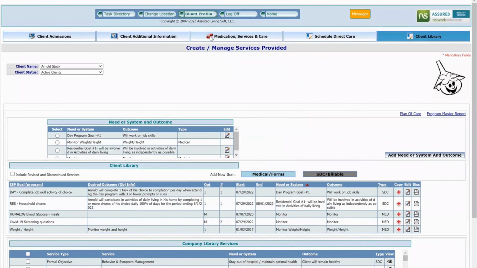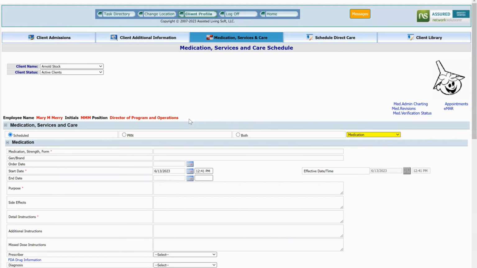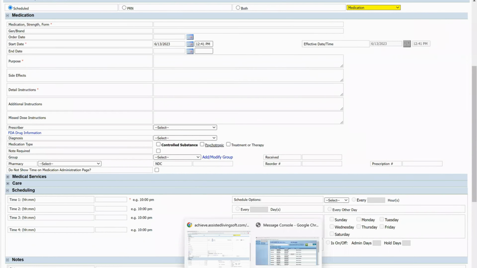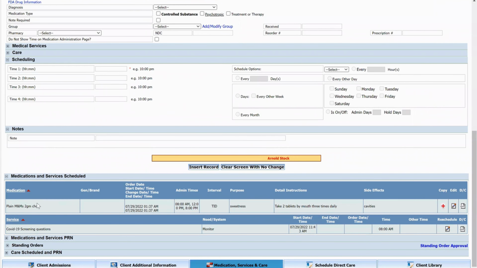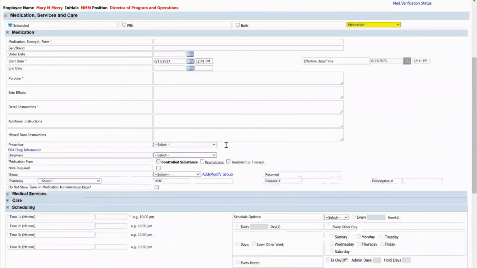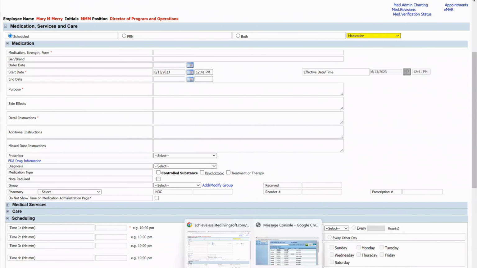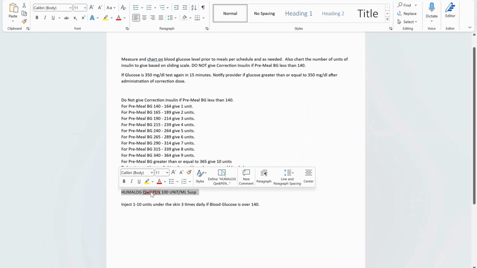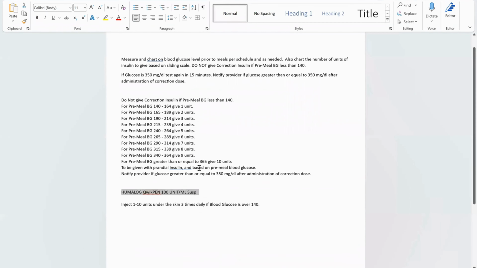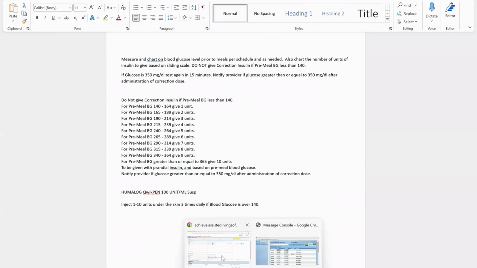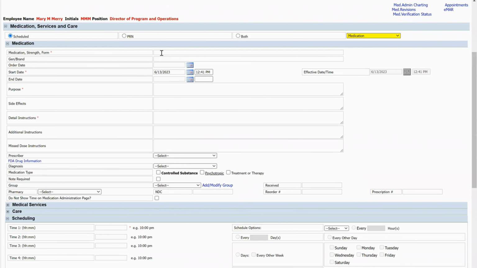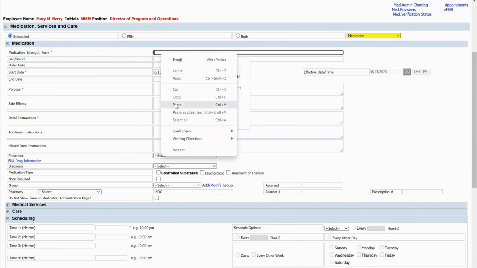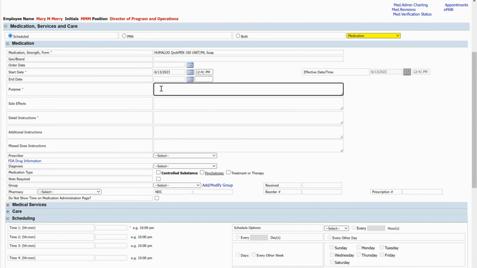All right, now I'm going to go to the medications. And I'm going to add that Humalog into our client's master records. Okay, all right, now he's only got plain M&Ms. No wonder he needs Humalog. Okay, so I am going to go back here, and this is going to be a Humalog quick pen. So I'm going to copy it so you don't have to watch me type, because paste. And it's for diabetes.